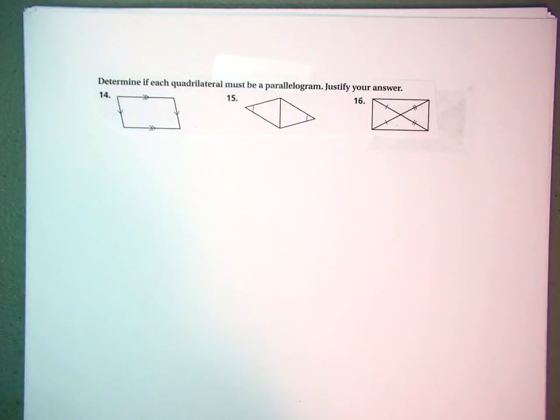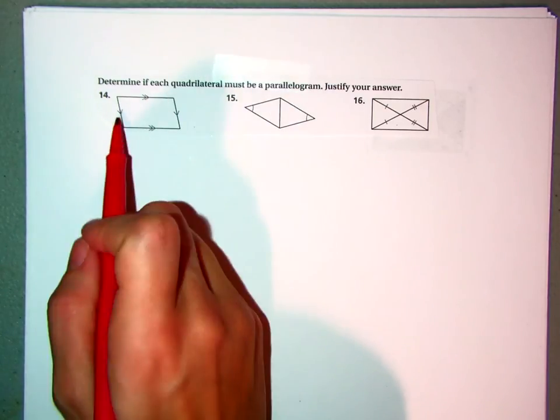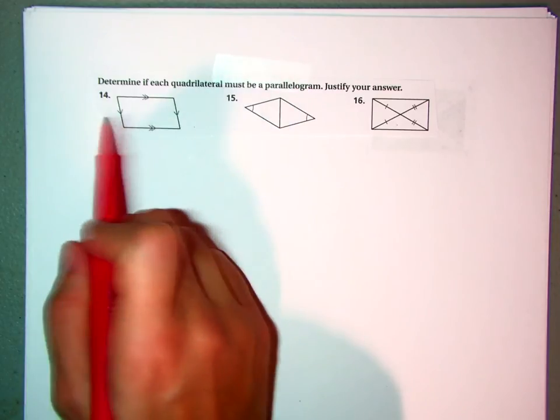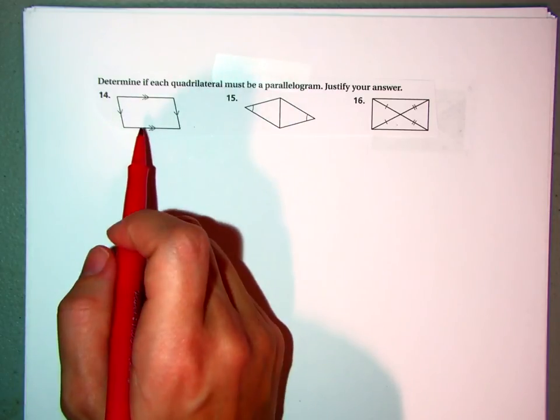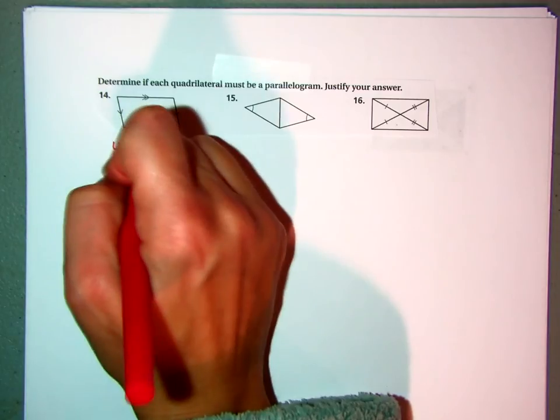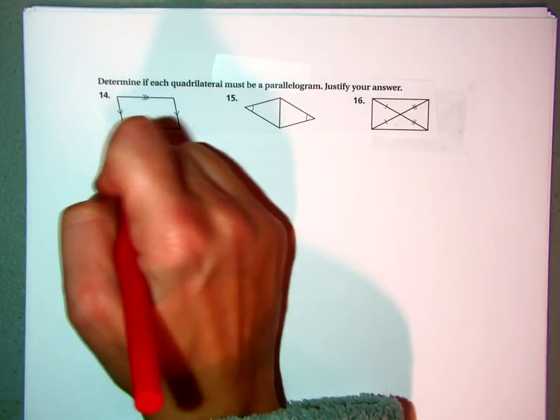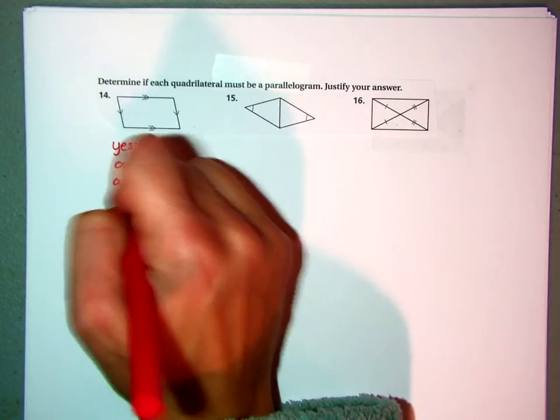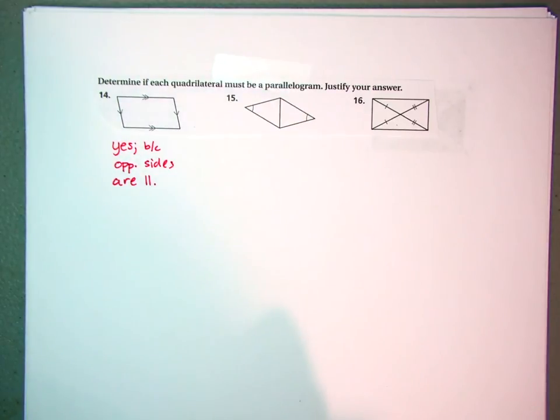It says determine if each quadrilateral must be a parallelogram and then to justify your answer. So in number 14, what I see are these markings. These markings mean that they're parallel, and I see that opposite sides here are parallel, and that is an indicator that it is a parallelogram. So the answer is yes, because the opposite sides are parallel. And that's actually the definition of what a parallelogram is.